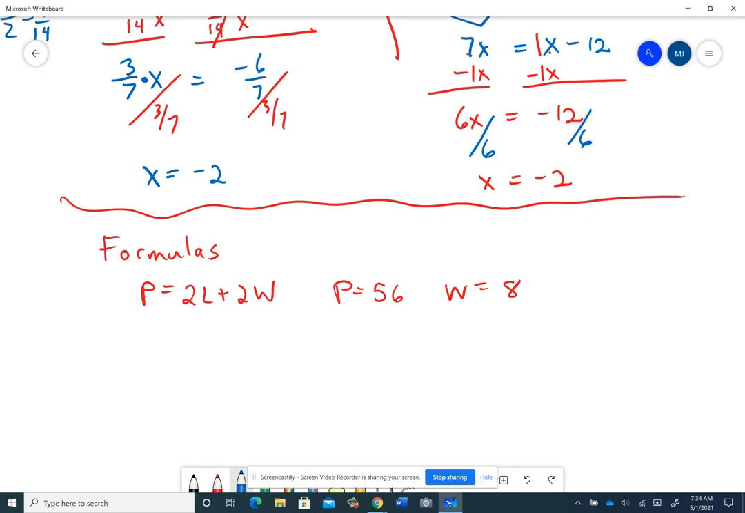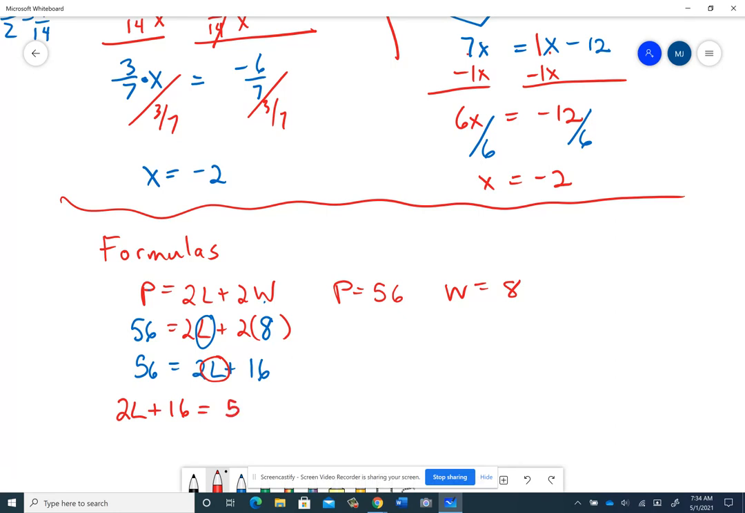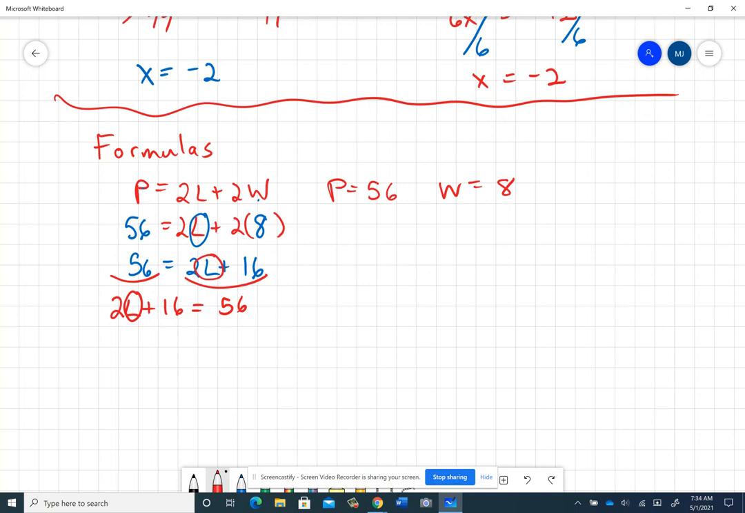So notice you can plug in for P, it's 56. You know W is 8. So you can plug that in and notice you just have a single variable left. So you'll be able to solve that. So we have 56 equals 2L plus 16. Now you're trying to get L by itself and it's on the right side. So you might find it helpful to interchange the two whole sides. So we can just switch these around so that the variable is in its usual spot.